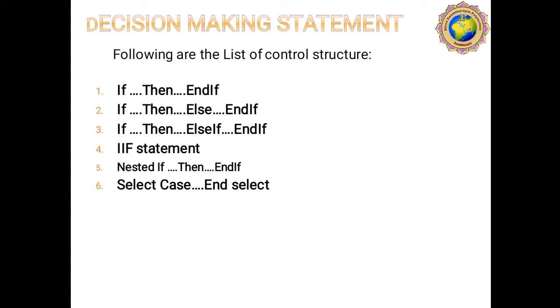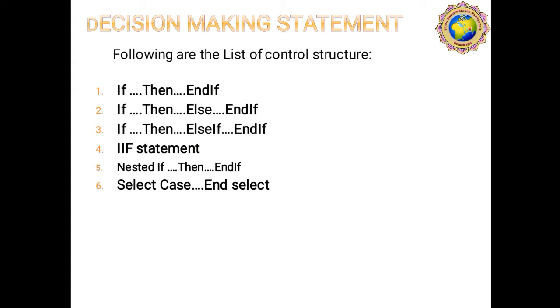Here, first, the control statements of the .NET language. The first is the decision making statement. The following is the list of control structures. First of all, the if statement, which means if, then, end if. In this statement we use only the if statement, not if else. So in this decision making statement, first of all we use only the if statement.